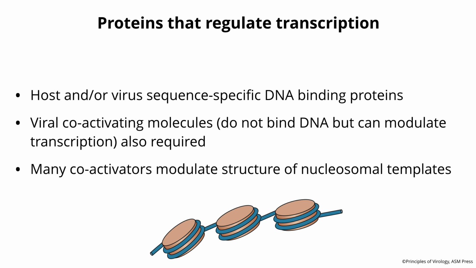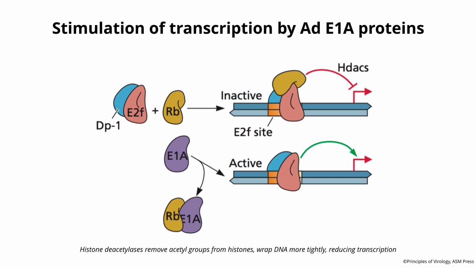And we know that some of these viral co-activators, in fact, alter transcription by messing with the way that the histones are modified. Now here's an example of a viral protein that can influence transcription. And this is a really important one that we're going to come back to later when we talk about how viruses cause cancer.